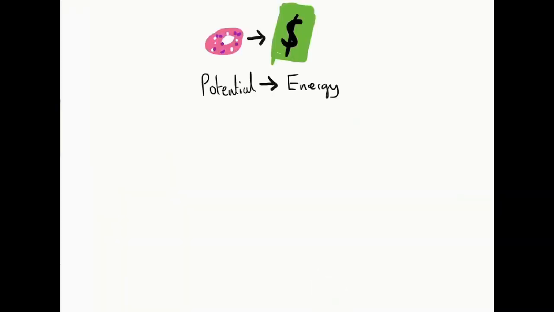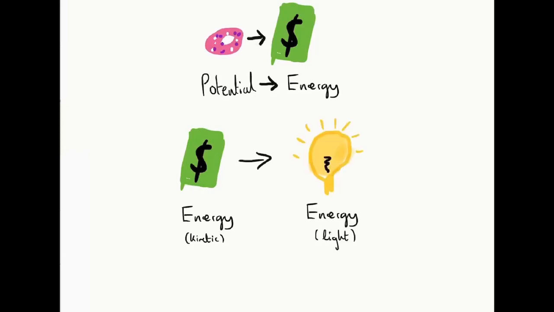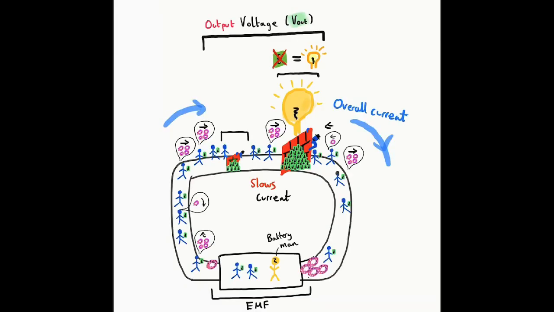Also, if potential can be turned into kinetic energy, well, kinetic energy can be turned into a different form of energy called light. And that's what some special resistors do. They turn kinetic energy into light, and they're called filaments.